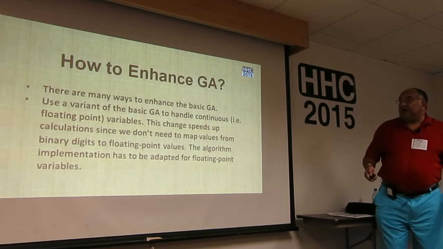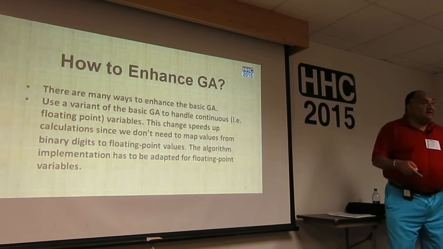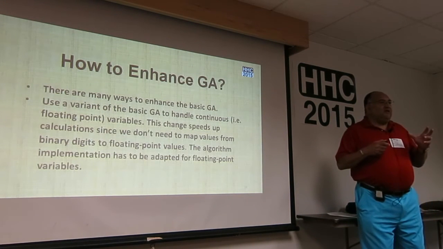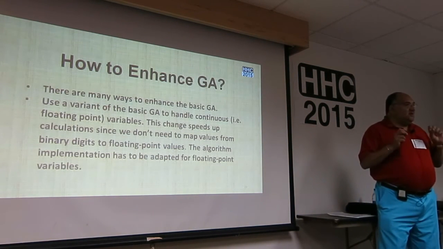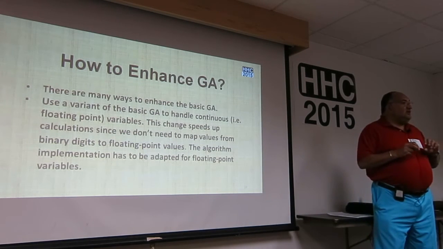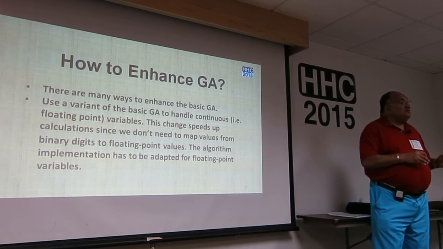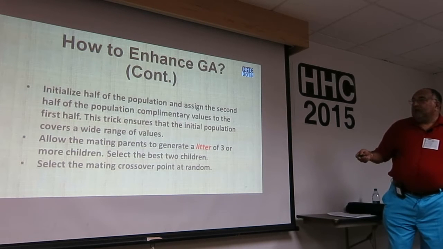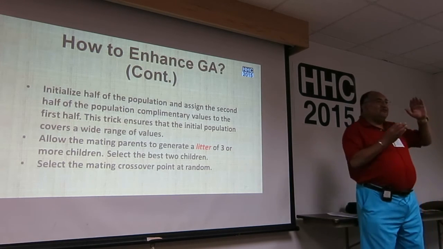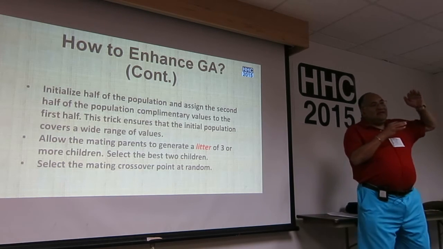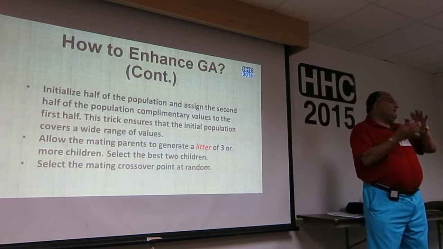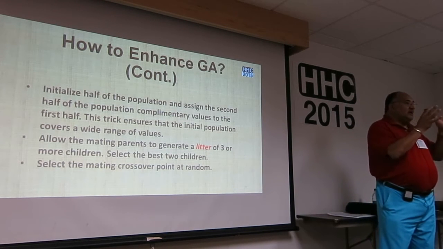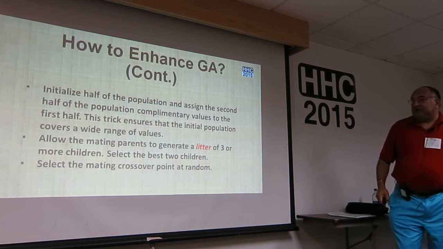How do we enhance GA? There are many ways to do that, and I've incorporated them in the HP Prime code. First of all, the most obvious variant is to handle continuous numbers rather than binary digits. That speeds up calculation enormously, and the good news is that it also enhances the performance of the algorithm. You can also initialize the first half of the population and then select the second half to have complementary values. This way you cover a wide range of values rather than possibly having clustering in one area. So that's a good technique.